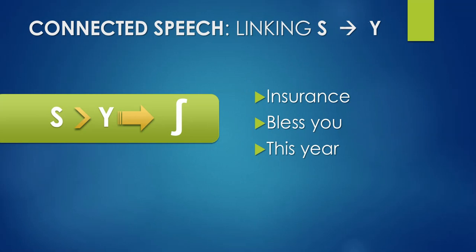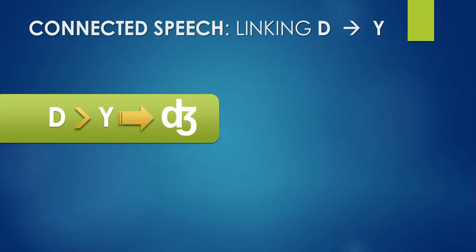Another example would be S and Y when they come together and we make a "shoe" sound. You all probably say "insurance" for the word insurance because again there's an S and a hidden Y. But for some of you, it might sound a little different when you hear people saying "bless you" or "this year." They're just putting this "shoe" sound in these expressions as well. Bless you. This year.